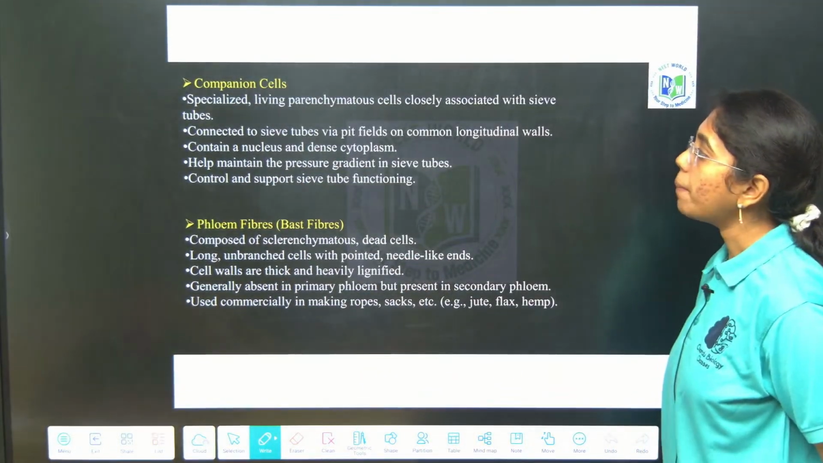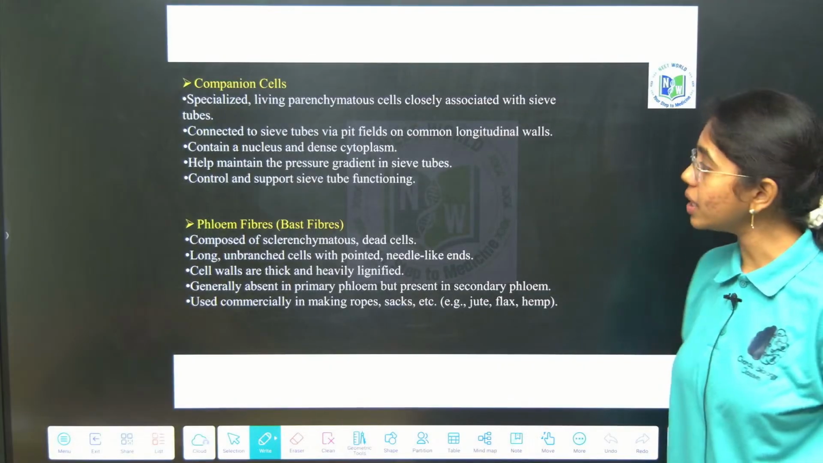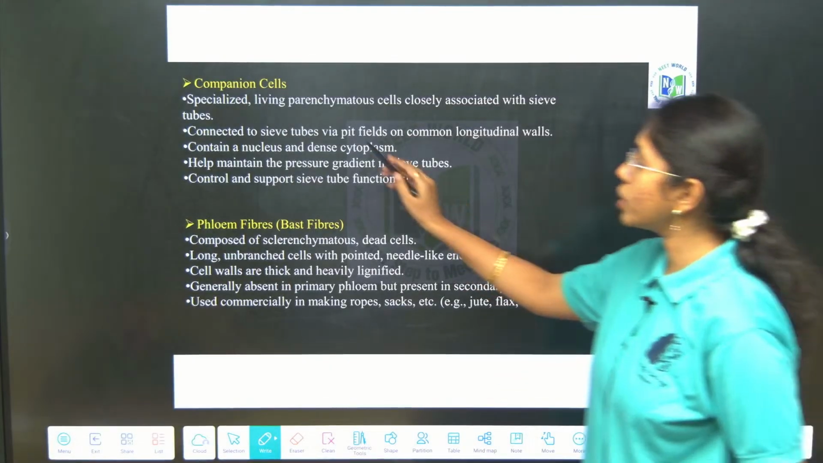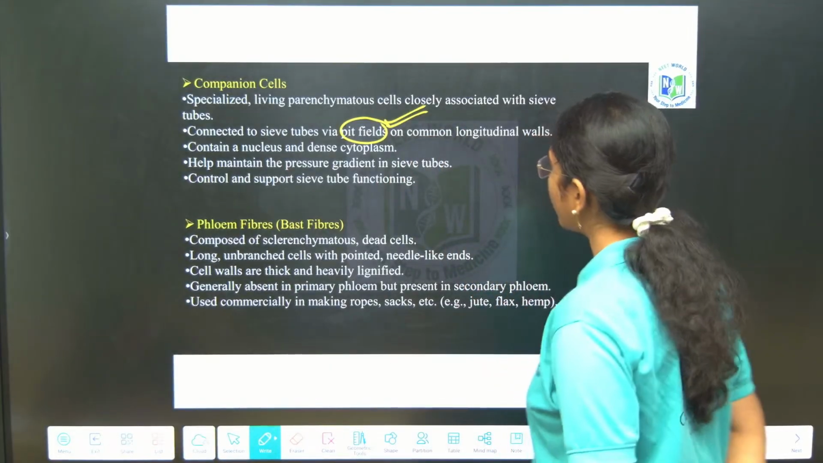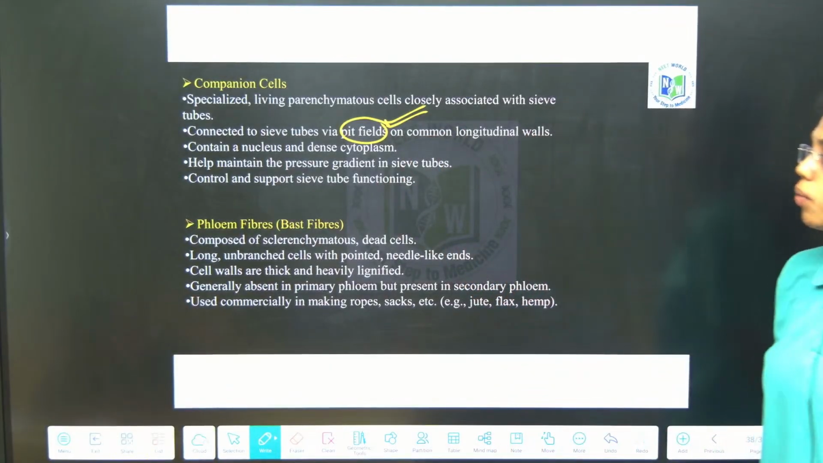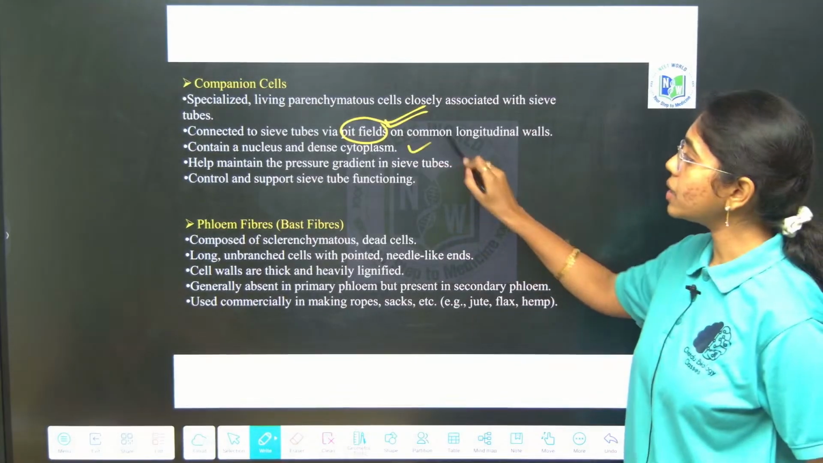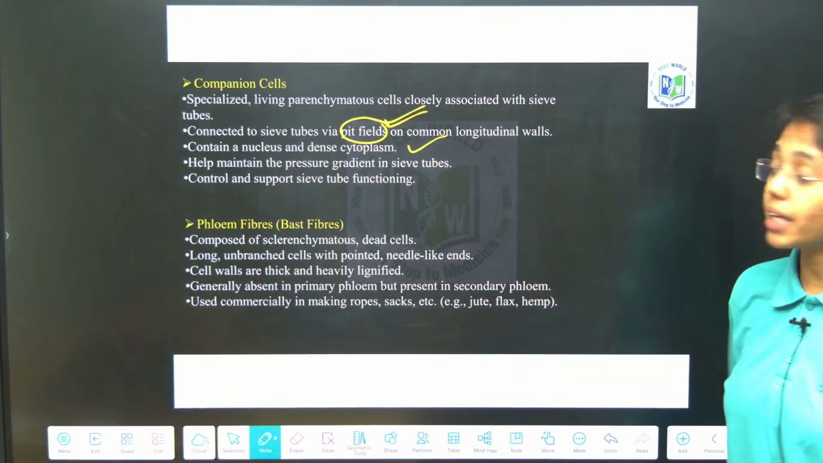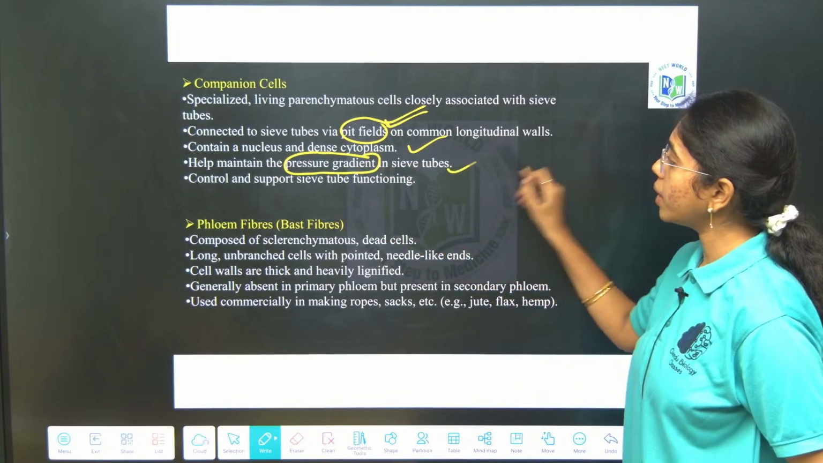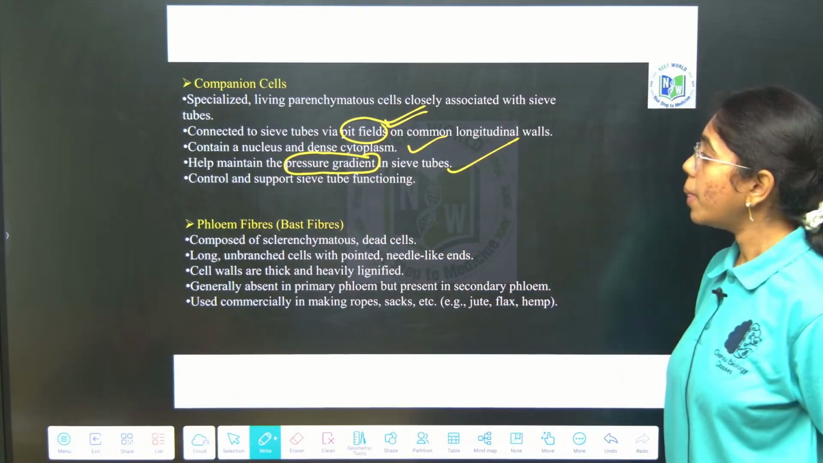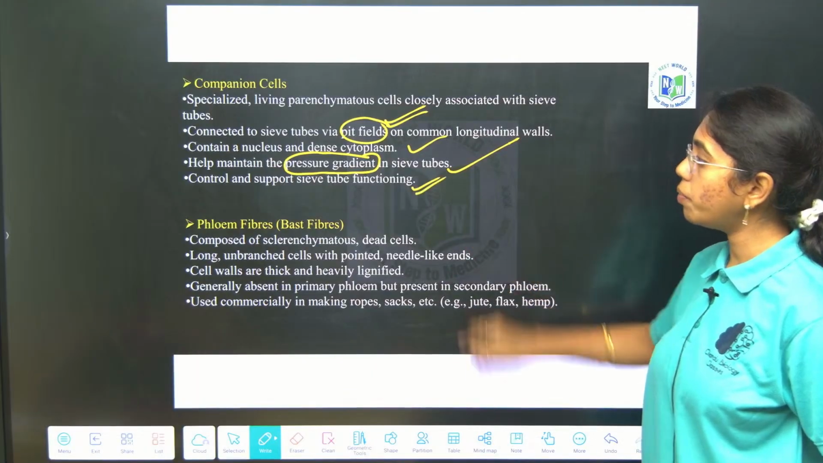And then companion cells are living, specialized cells connected with sieve tubes via what? Pit fields. How are they connected? By pit fields on the common longitudinal walls. They contain nucleus and dense cytoplasm. They help in maintaining what? Pressure gradient in sieve tubes. They control and support sieve tube functioning.